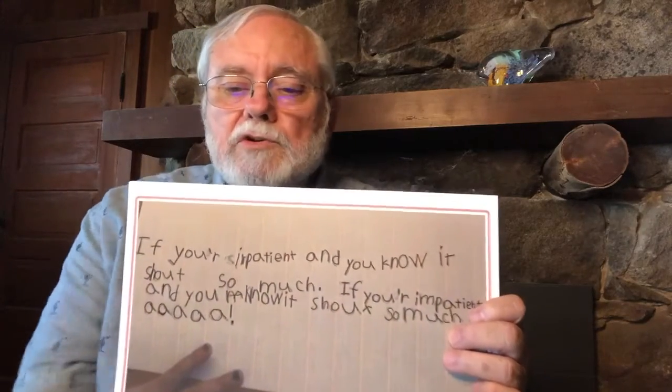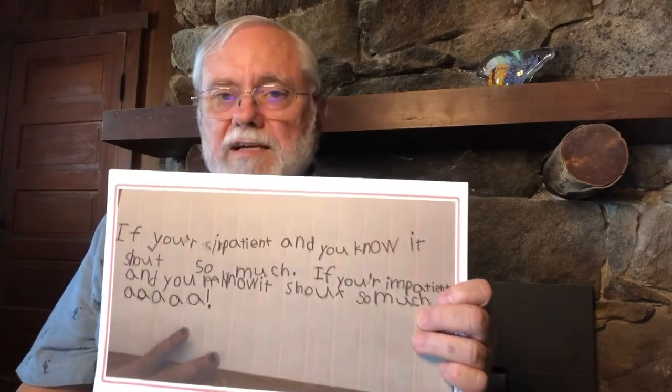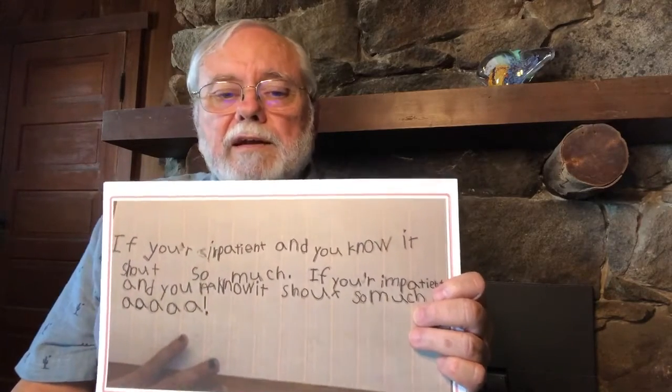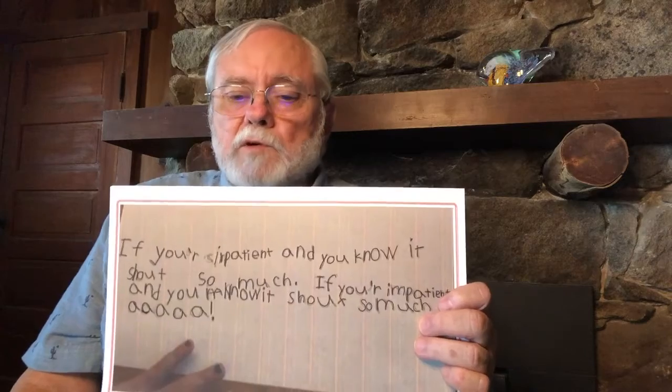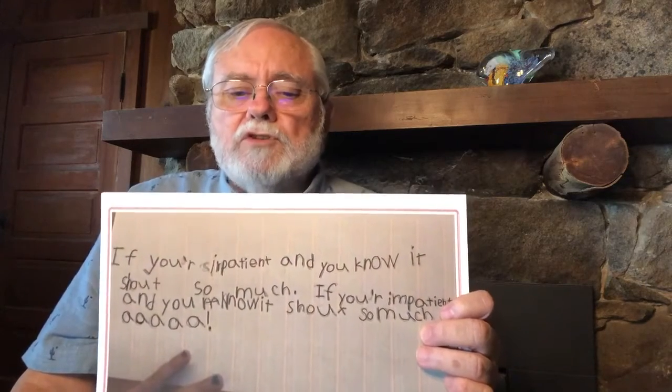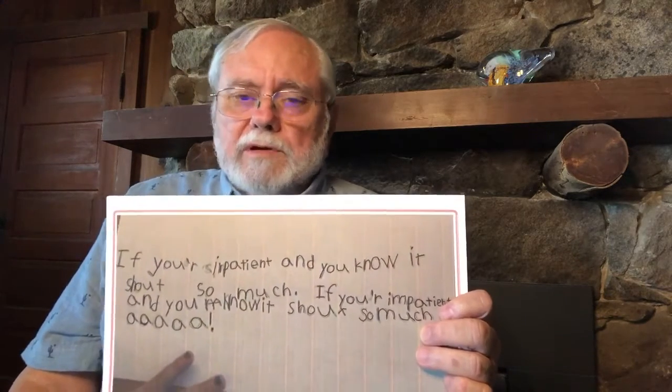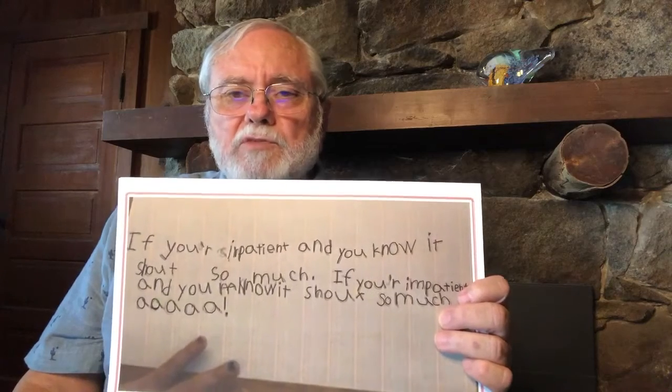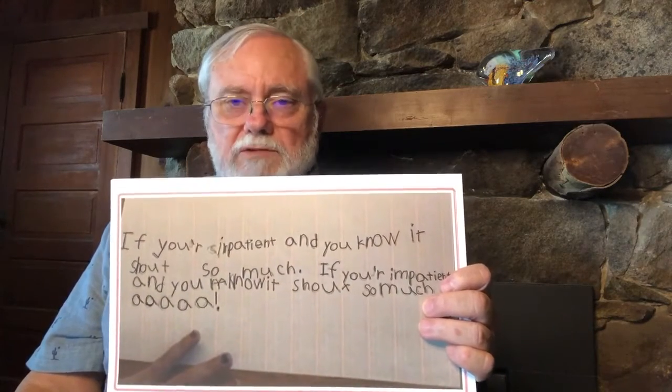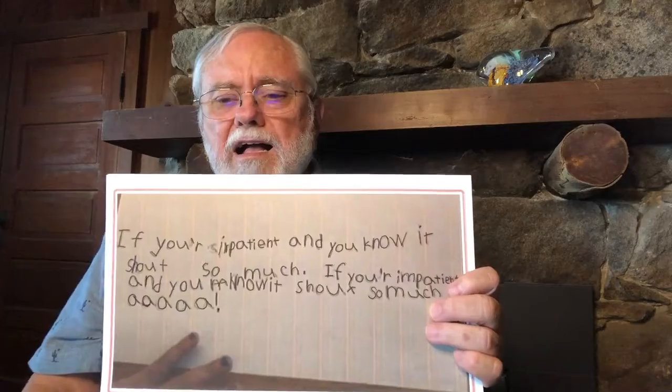Then the same child turned her page over on the back because she wasn't satisfied just doing one verse. And on the back of her page, she writes, if you're impatient and you know it, shout so much. And then she shows us what a shout sounds like. And she goes, ah, for her shout.